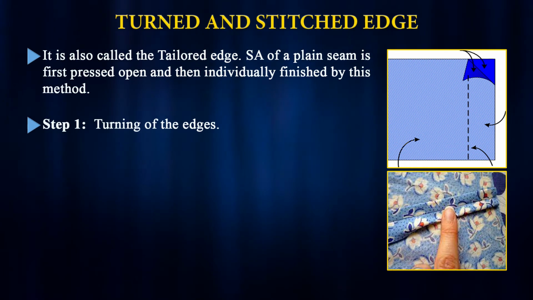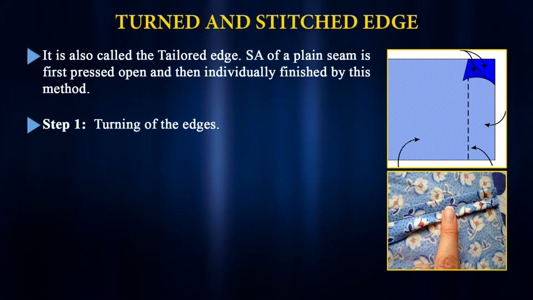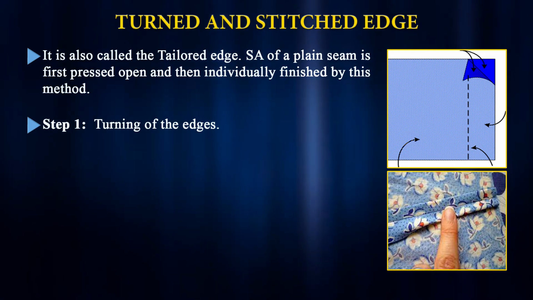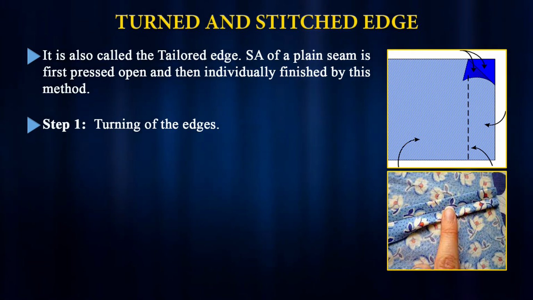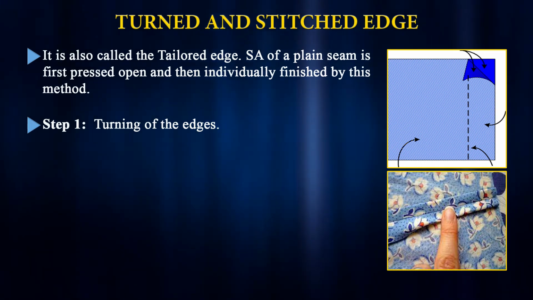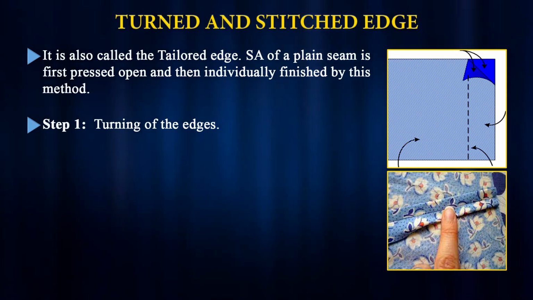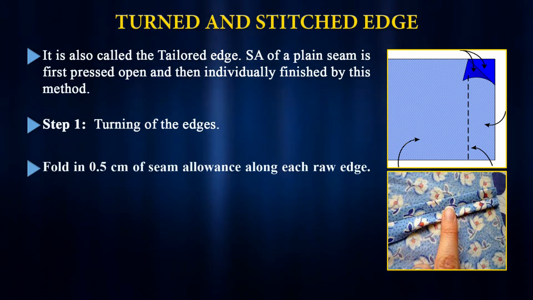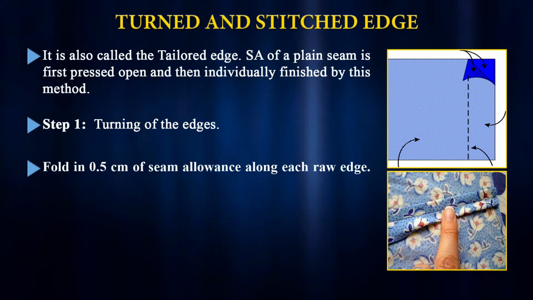In the first step, we have the fabric joined with a plain seam, then it is opened and then the edge is turned. The edge, as you can see in the picture, is the seam allowance part. So the turning of the edge is done by folding in 0.5 centimeter of seam allowance along each raw edge.